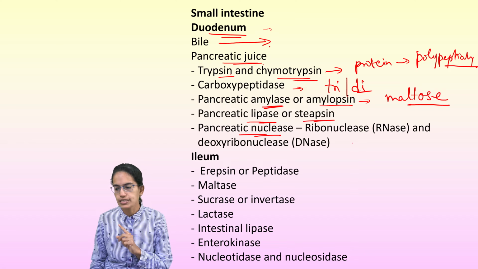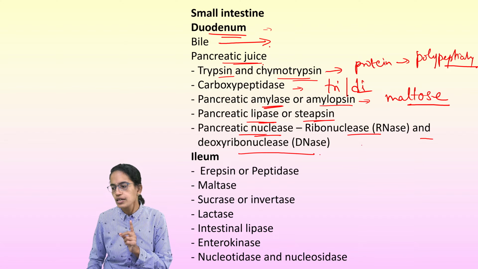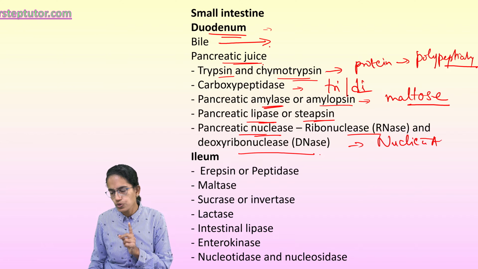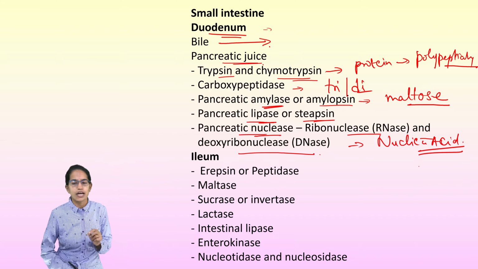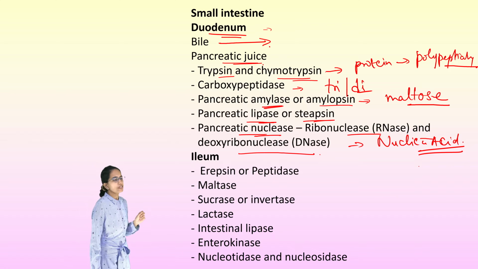Pancreatic nuclease actually has ribonuclease and deoxyribonuclease. They break down nucleic acid into nucleotide and nucleoside. So nucleic acid is broken down into nucleotide and nucleoside.